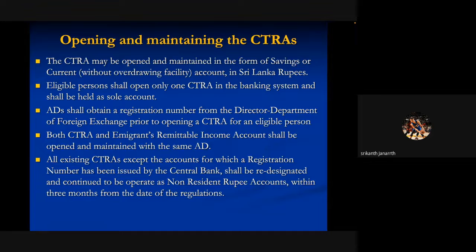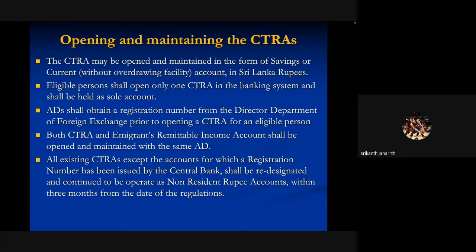So you have an advantage by immediately registering a CTRA. If there is a requirement, the IRIA will also come to you, because both should be opened with the same AD, right? So now you are aware, right?